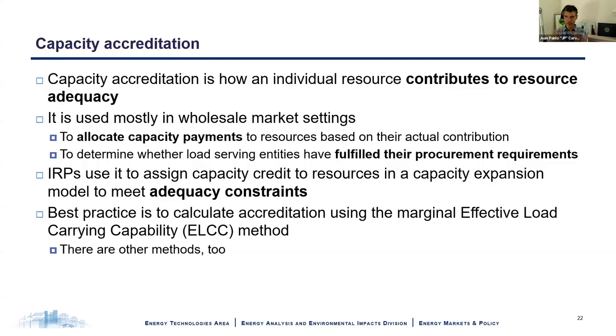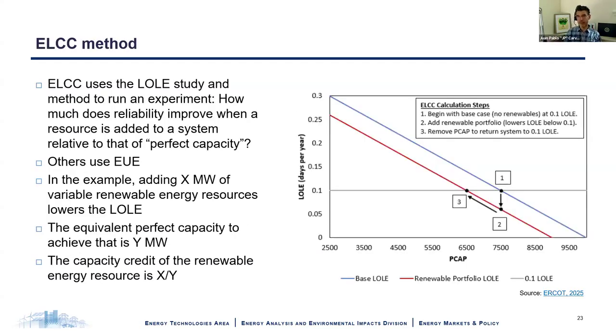In the IRP world that uses models to achieve least cost outcomes, the capacity accreditation coming from resource adequacy assessments is used to build into the capacity expansion model a specific constraint: I'm derating the resources through the capacity credit to ensure that I'm meeting an adequacy constraint. The typical approach these days, and at the same time the best practice to calculate capacity accreditation, is the marginal ELCC, the effective load carrying capability, that some of you may have heard of, and we're going to cover in a second how the ELCC is calculated.